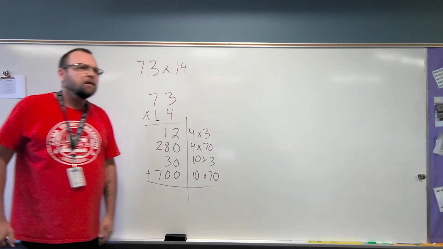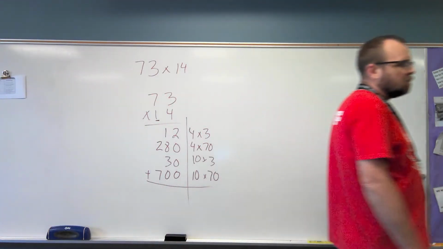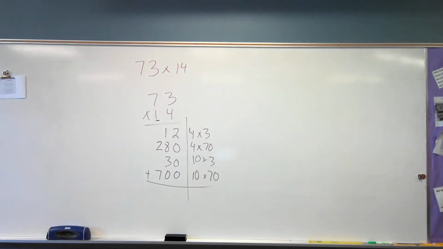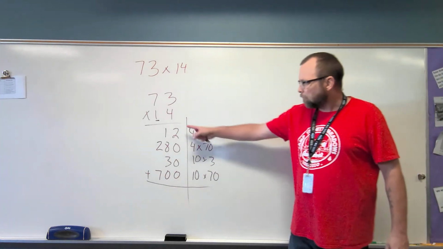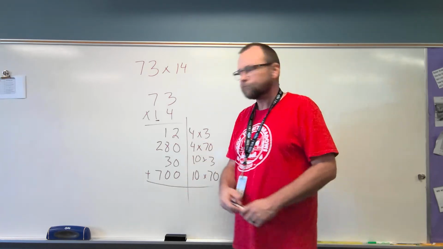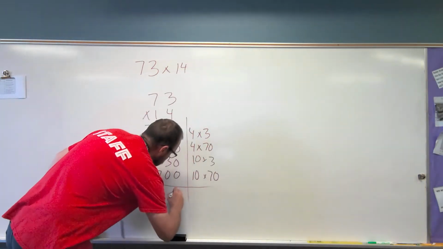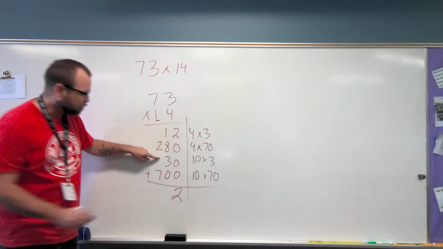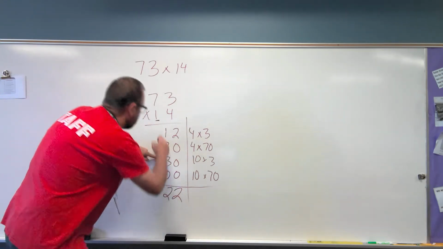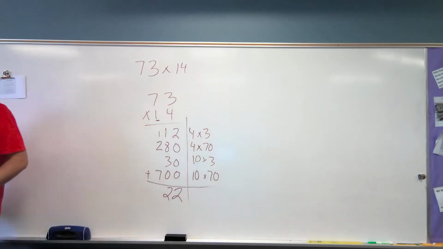So let's call on Hope. Have you added this together yet? No. Hope, what's 2 plus 0 plus 0 plus 0? 2. Hope, what's 1 plus 8? 12. 9, 10, 11, 12. Good. 2, carry the 1. Hope, 1 plus 2 plus 7? 10.